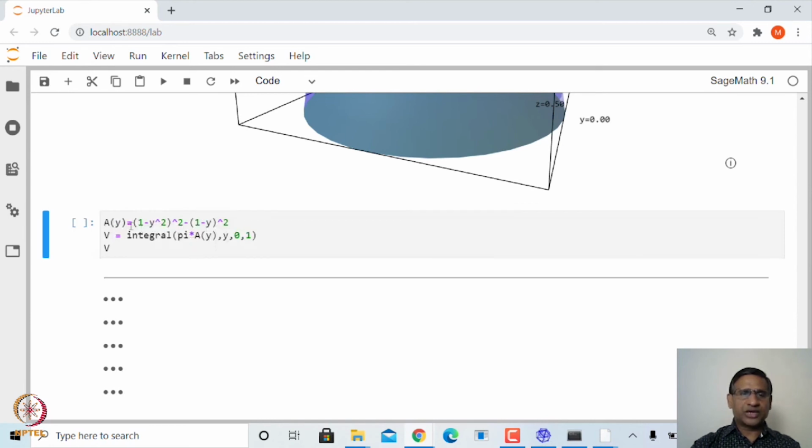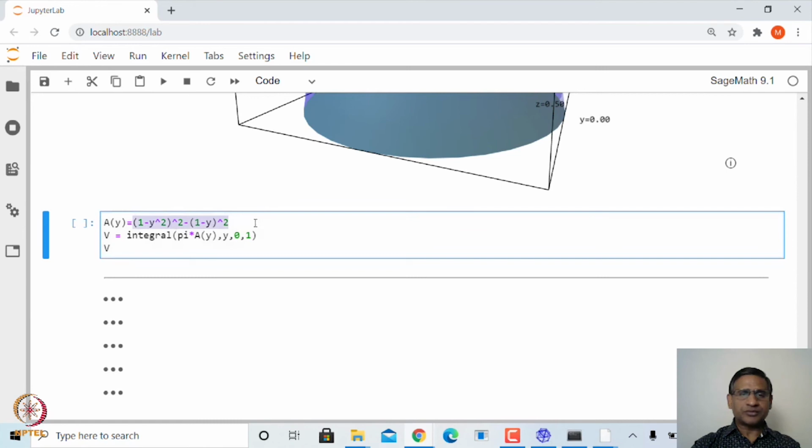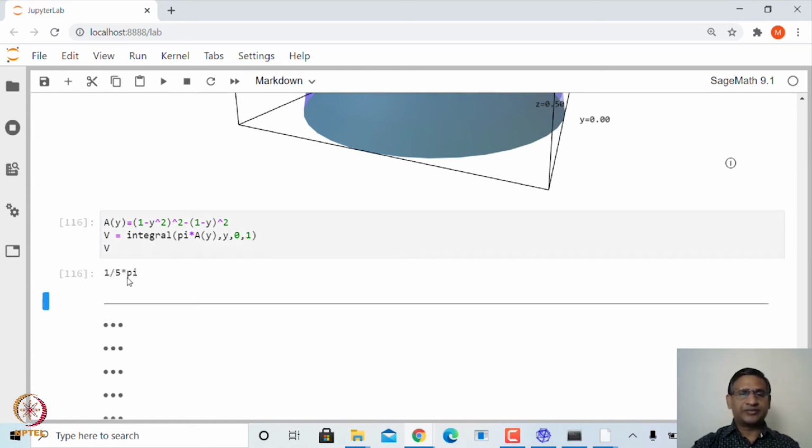In this case, if you look at the cross sectional area, which will be parallel to the x axis or perpendicular to the y axis, you have to calculate it from x equal to 1. The outer one is going to be (1 minus y square) the whole square, minus the inner cross sectional area, which is (1 minus y) the whole square. Therefore, this integral is going to be pi into the integral of that, with y varying from 0 to 1. So, that is pi by 5.